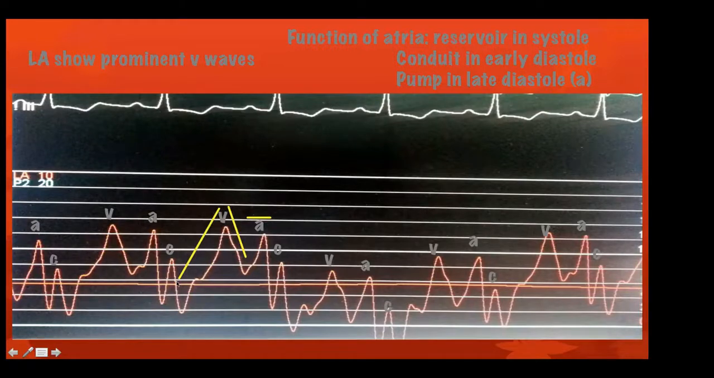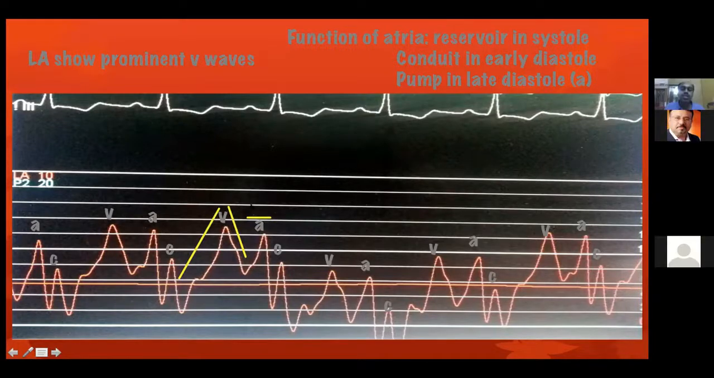It holds the blood. Then the moment the mitral valve opens, blood flows immediately from the left atrium into the left ventricle, and at this time the atrium acts as a conduit. It's a simple conduit. From the pulmonary vein, the blood runs into the left ventricle. From the superior and inferior vena cava, the blood runs into the right ventricle. And in the last part, it acts like a pump. These are the 3 functions of the left atrium: a reservoir at some time, a conduit at some time, and a pump at some time.